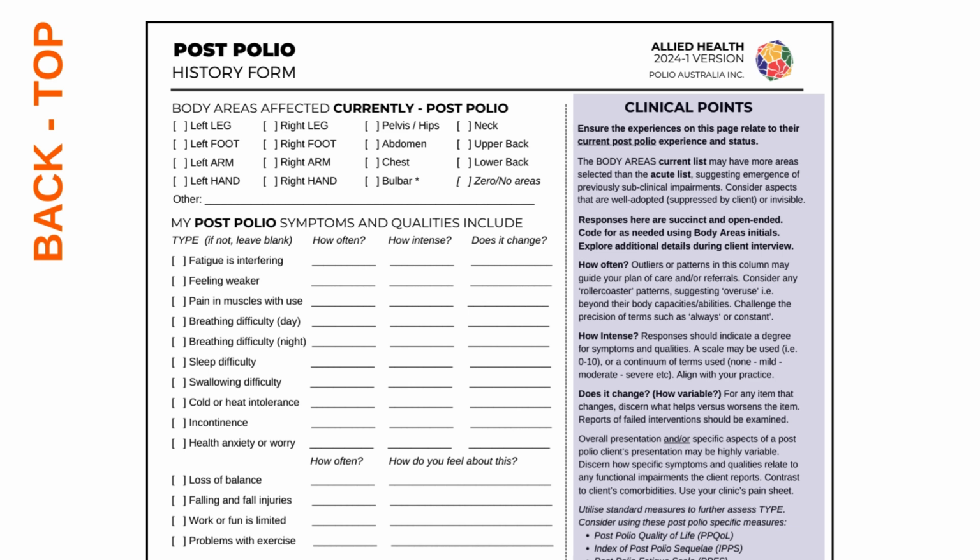So here we have the post-polio body of areas affected, which is the exact same list that we saw on the previous page. You can actually fold over this top corner on a paper version, and it'll line up 90 degrees to the other section about acute polio, so you can quickly cross-reference that. There's also post-polio symptoms and qualities on this top section. So make sure you read through the clinical points. There's a few pointers about how often, how intense, and does it change. That's to help you align it with your practice and to maybe clarify things that you feel are more important.